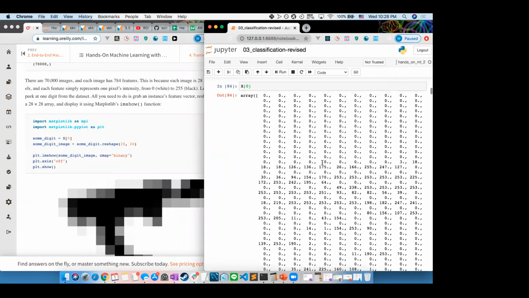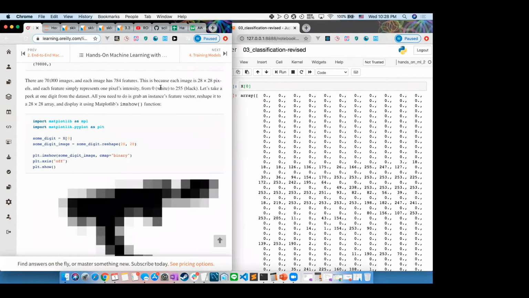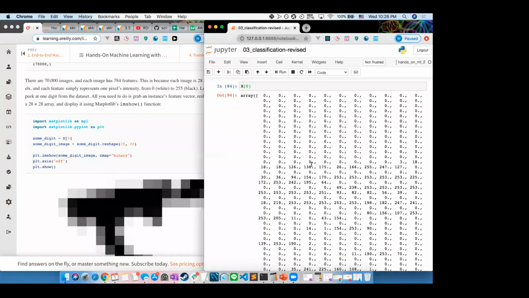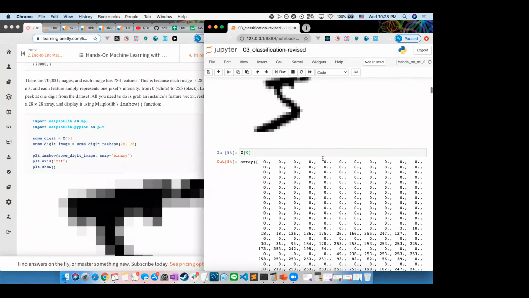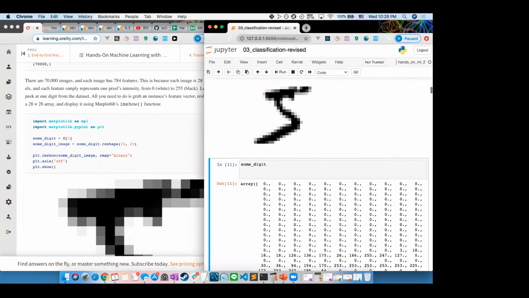That's basically what x0 looks like. And again, it's 0 to 255. So if it's 3, then that's probably very close to white. And when it's 253, then it's pretty close to black. Okay.